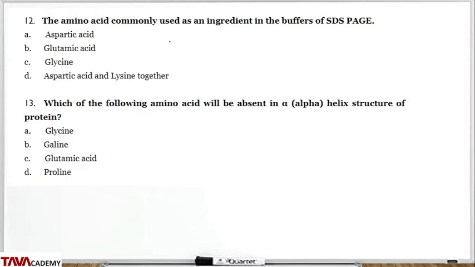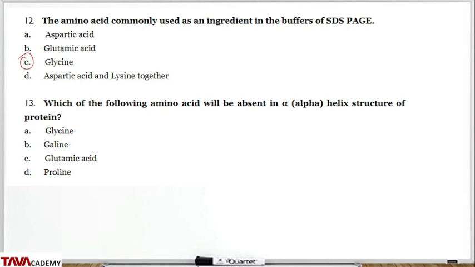Question 12. The amino acid commonly used as an ingredient in the buffer of SDS-PAGE. SDS-PAGE stands for sodium dodecyl sulfate polyacrylamide gel electrophoresis. The amino acid commonly used is glycine. Glycine is able to have a negative charge at certain pH, a positive charge, and also a neutral charge. So it's the most ideal that we use for SDS-PAGE.